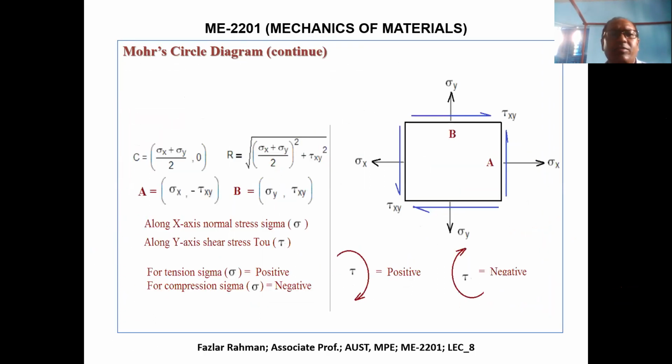Okay, right over here. So as I told you, you need to have a center of the circle. So the center of the circle is sigma x plus sigma y divided by 2.